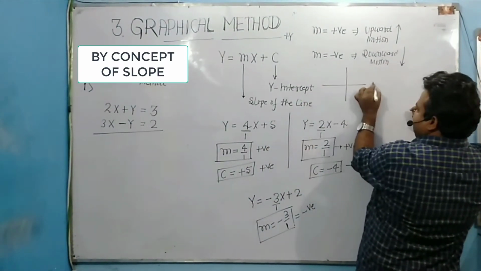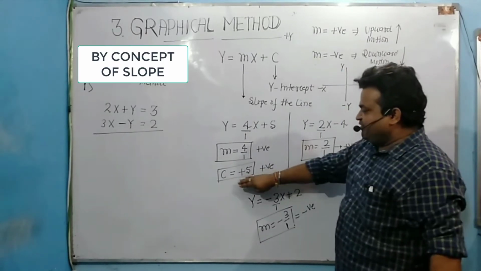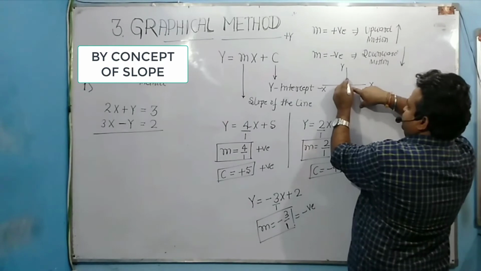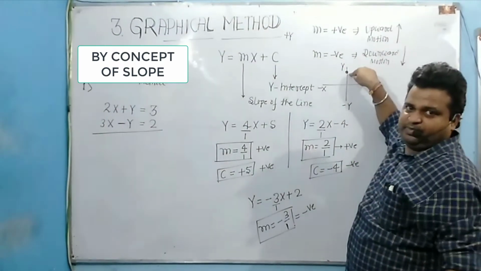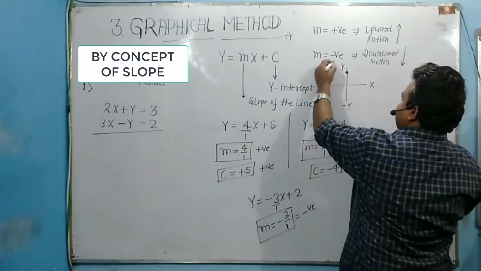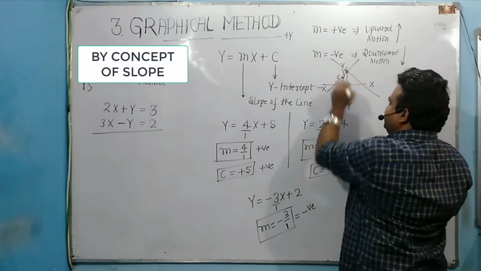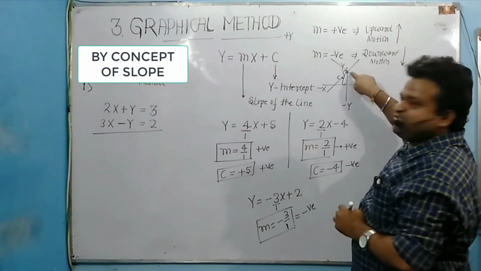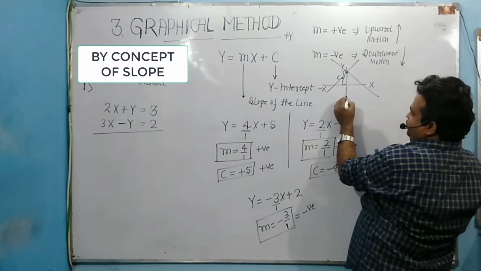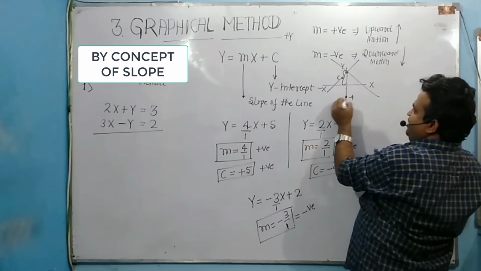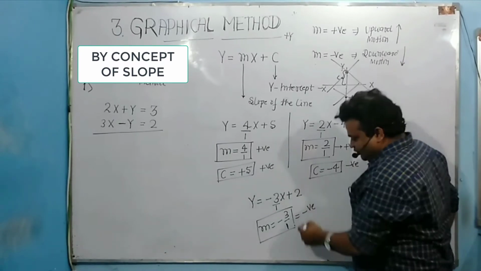So suppose this is my axis, positive x, minus x, positive y, minus y. If your c value is plus 5, that means 1, 2, 3, 4, 5. It means this is the point from where my line is passing through. It can pass through like this, it can pass through like this. But this is the intersection point, this is your c value. This is the point where the line must pass. If your c value is minus 4, that means 1, 2, 3, 4. This is my minus 4. So your line must pass from this point. Okay. So what is the c value here? The c value here is 2.